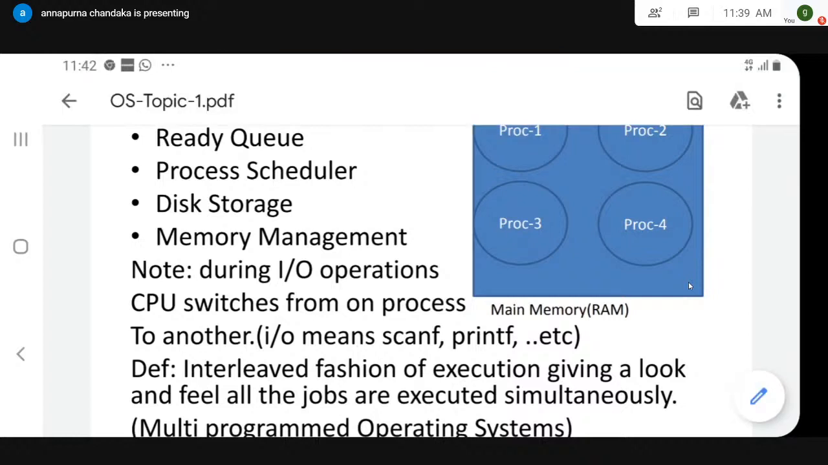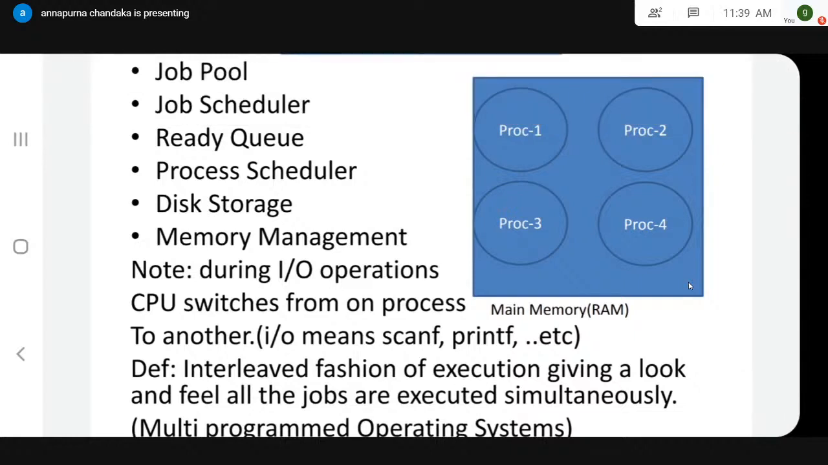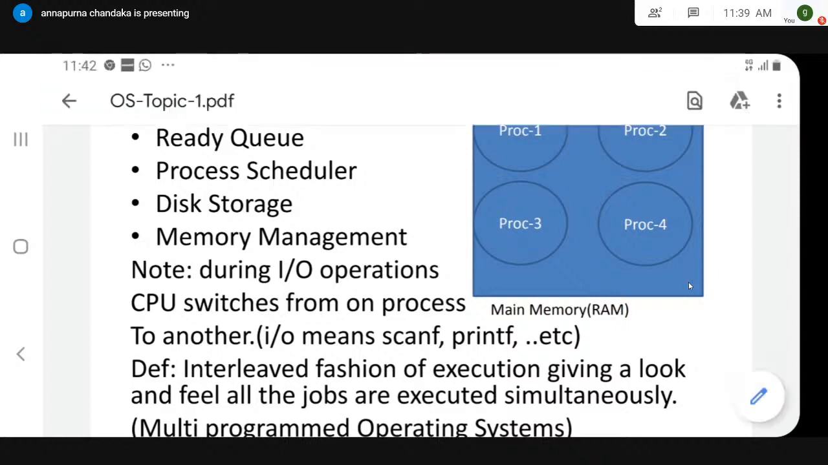What is memory management? A very important point is that whenever the user is trying to execute any particular program, first of all, the program should be copied into main memory. I'm clearly telling that the program should be copied into main memory.